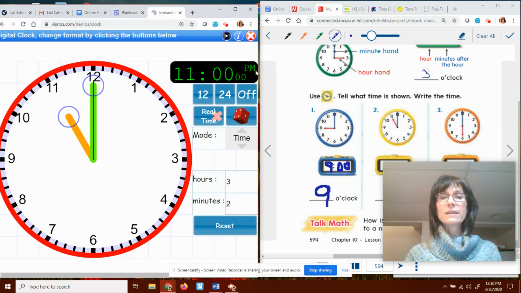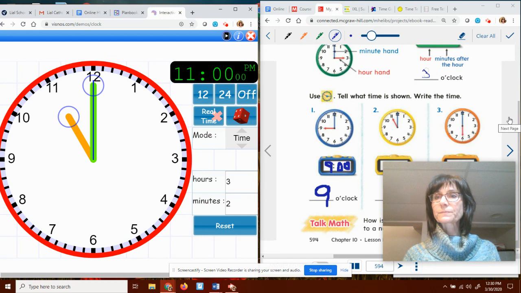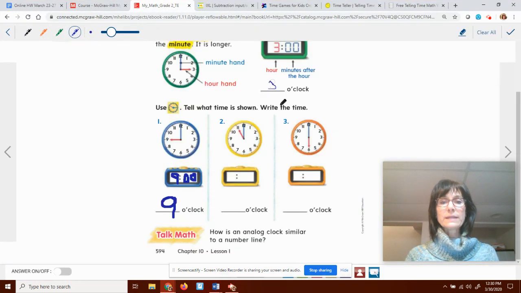Again, it's 11 o'clock. On my worksheet here, I will write down 11, and then I'm going to put 2 zeros because there's no minutes. It's just 11 o'clock. It's simply the hour. And that's all this lesson really tells us today.